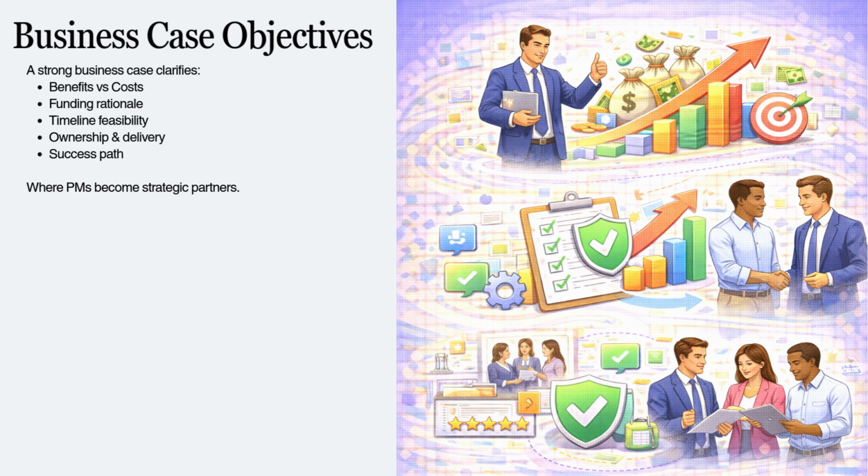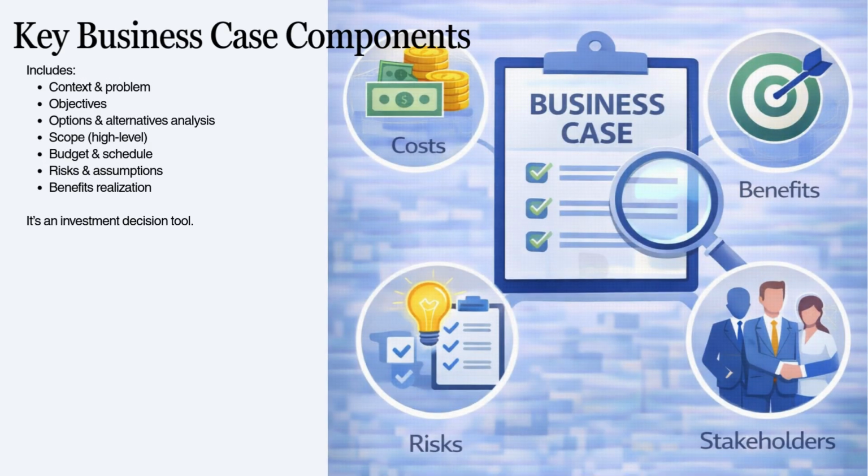They identify interdependencies. In environments dealing with digital banking regulations or global supply chain instability, the business case must withstand scrutiny from finance, risk, audit, and executive leadership. A strong business case includes context, problem definition, objective alignment to strategy, alternative analysis, high level scope, cost benefit analysis, schedule estimation, risk exposure, and benefits realization metrics.